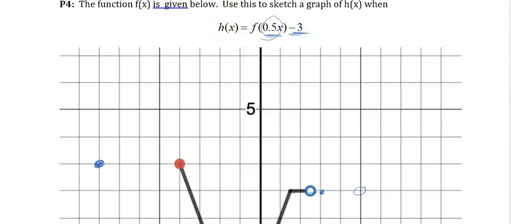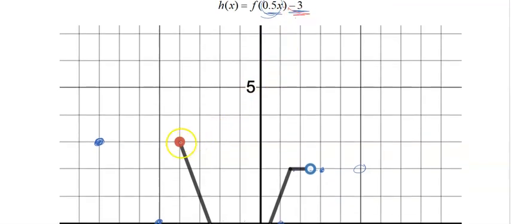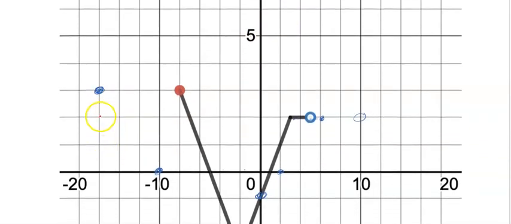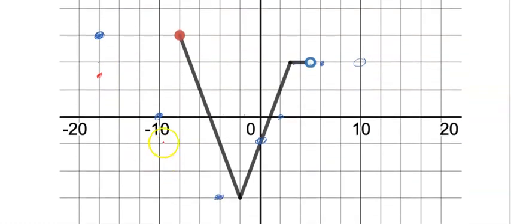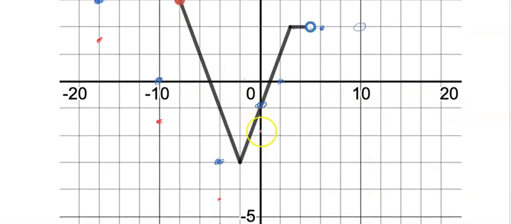Subtract the 3. Oh, I thought I picked a different color pen. I did not. Now I have a different color. We're going to subtract the 3 now. Now this 3 is not grouped with the x, so it controls the up and down. It controls the y coordinate. So each of these points is going to move down 3. And remember, these grids are each worth 2, so I go down 2, 3. And then I go down 2, 3. And then I go down there, and down there, there, there, and there. And I connect these dots.